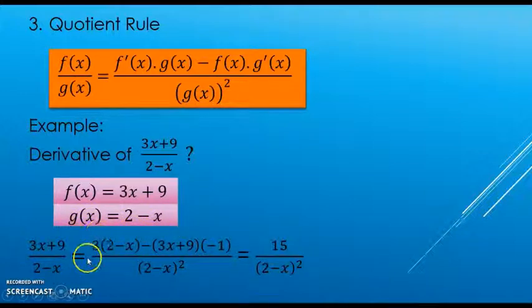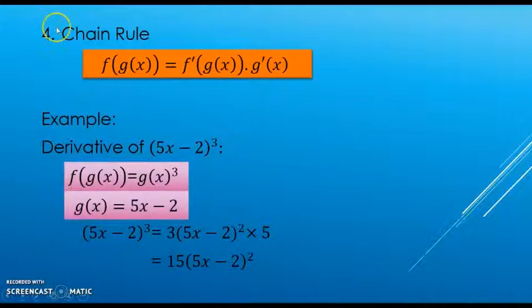So applying the quotient rule to the equation, we get the derivative of fx, which is 3, multiplied by 2 minus x, minus fx, which is 3x plus 9, times the derivative of gx, which is negative 1, divided by 2 minus x with the power of 2. The answer we get is 15 over 2 minus x power of 2.